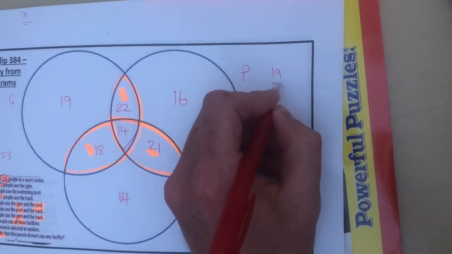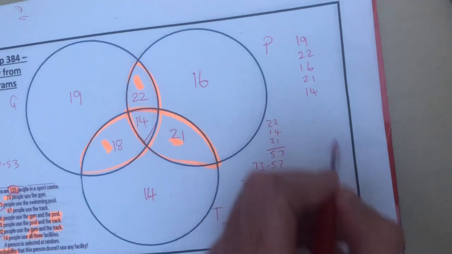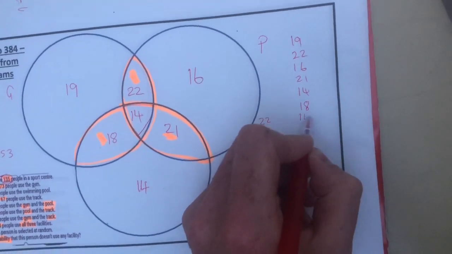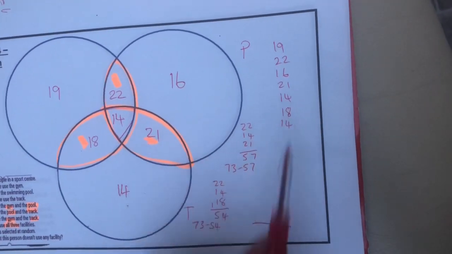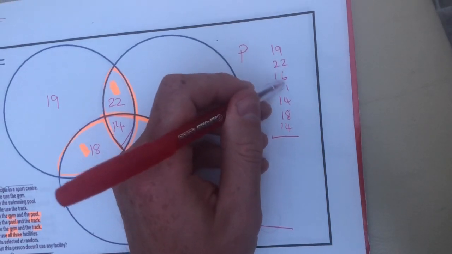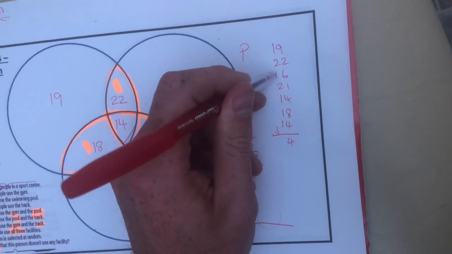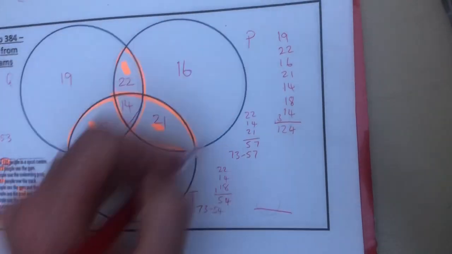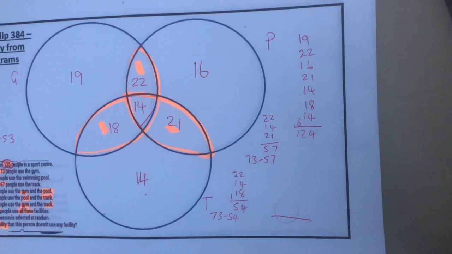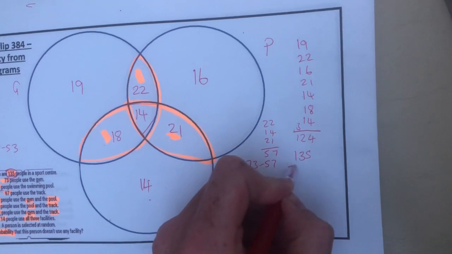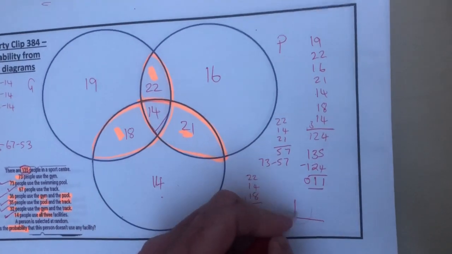So 19, 22, 16, 21, 14, 18, 14. Just double check I've got them all. 1, 2, 3, 4, 5, 6, 7. 1, 2, 3, 4, 5, 6, 7. So add these together. So 124. So the total of all those that are inside the circles is 124. And we know that there's 135 people who use the sports centre. 135 take away 124, which is 11. So this number on the outside is 11.